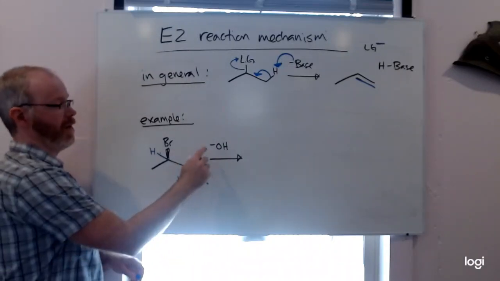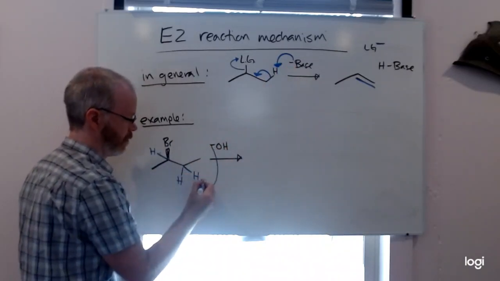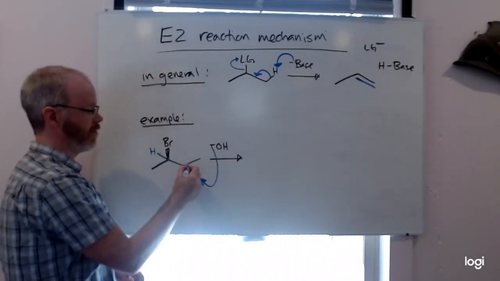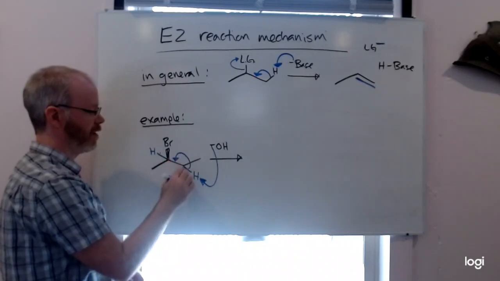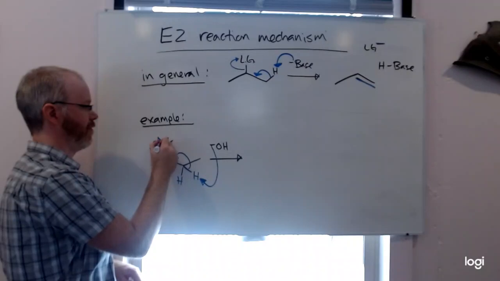So same steps as before. So base takes hydrogen. Right, electrons go in between that carbon with the hydrogen and the carbon with the leaving group, and then leaving group comes off as well.